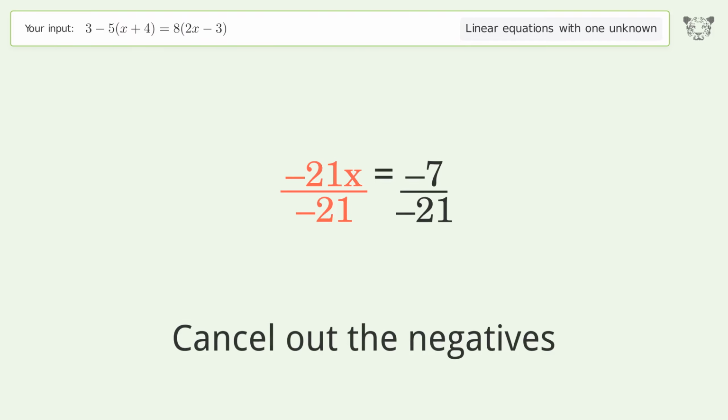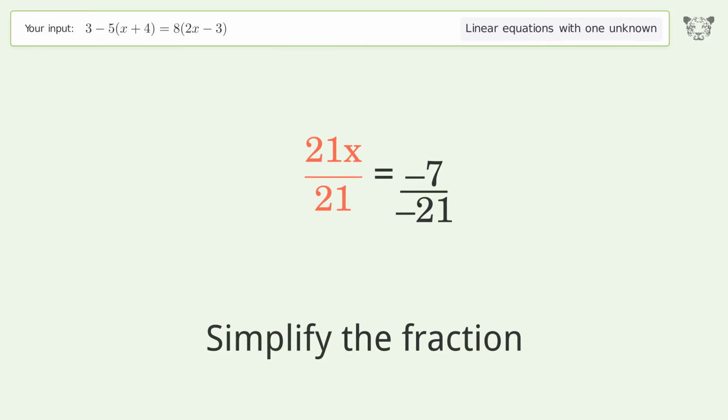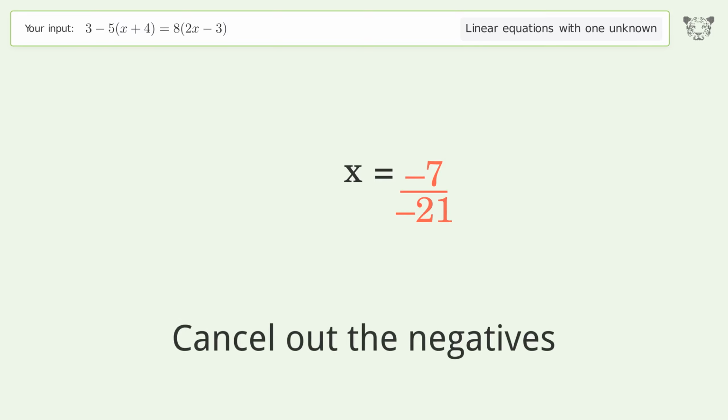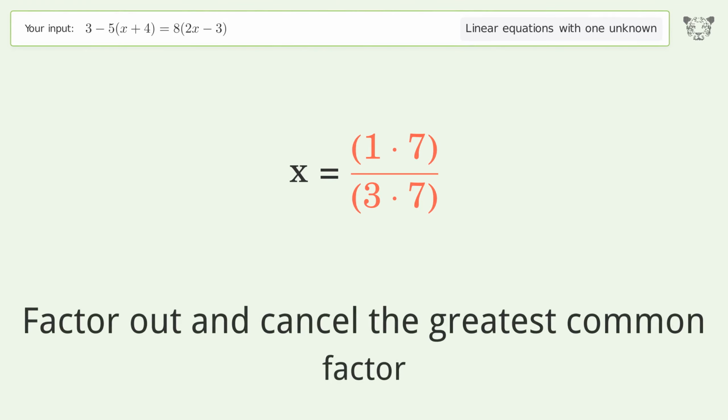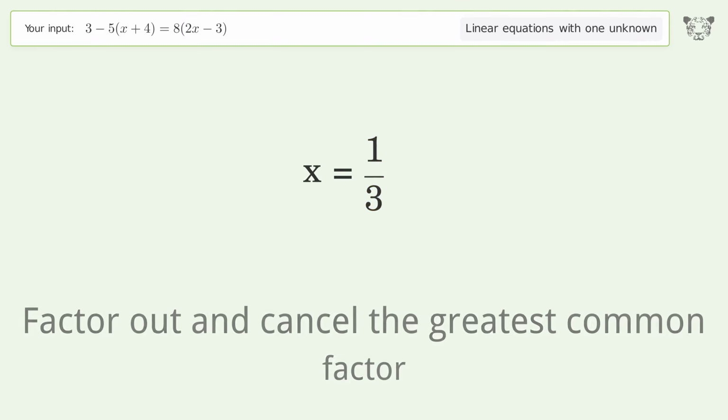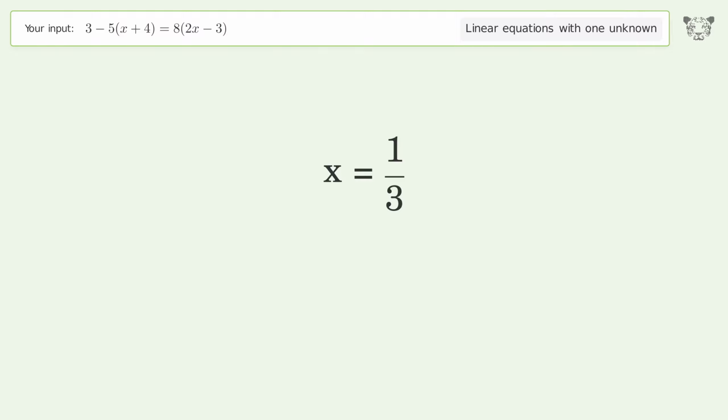Cancel out the negatives. Simplify the fraction. Cancel out the negatives. Find the greatest common factor of the numerator and denominator. Factor out and cancel the greatest common factor. And so the final result is x equals 1 over 3.